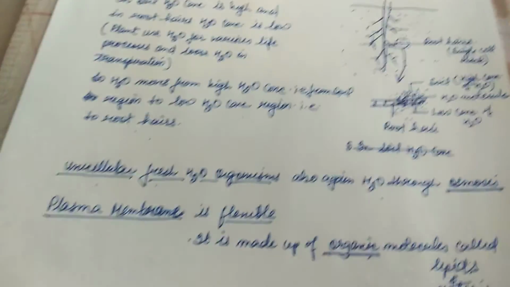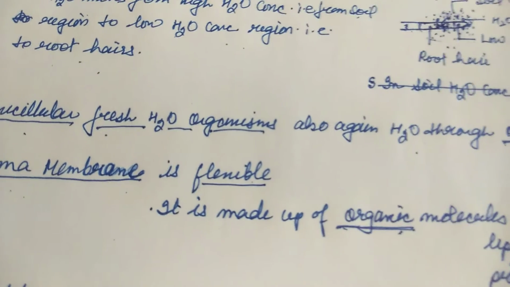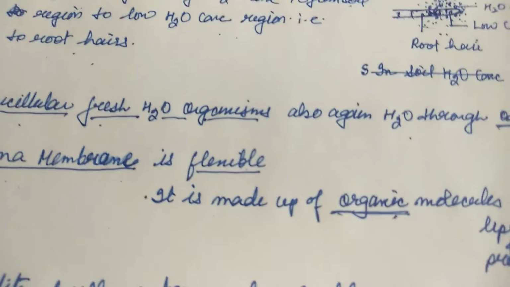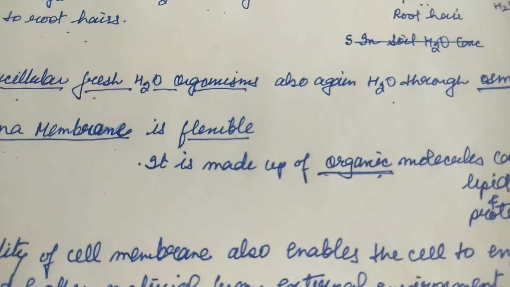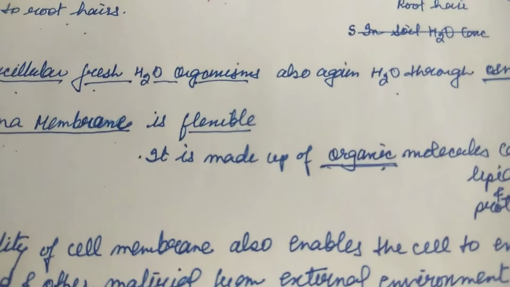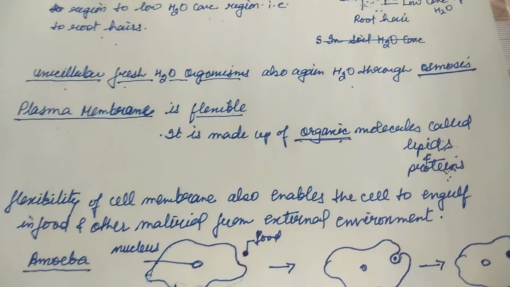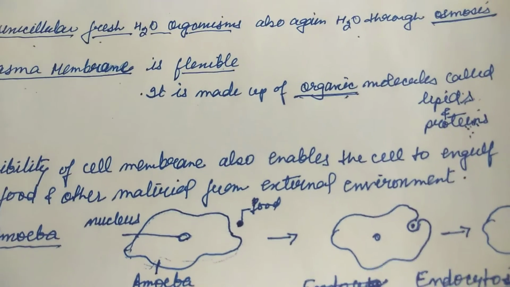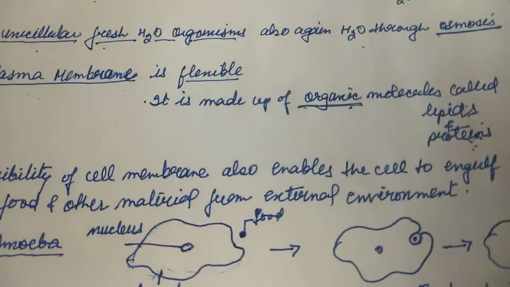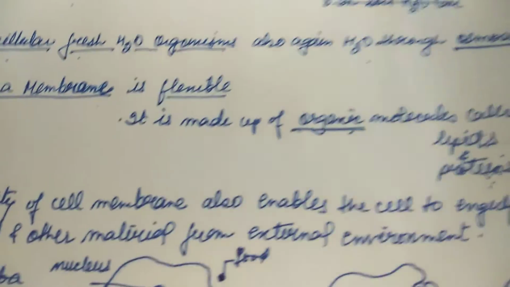So in this video we have studied how plants take water, how the cell takes in or releases water, how water moves in the cell, and the flexibility of the plasma membrane. There's one more property we have started, and how plants absorb water. Okay? So in the next video we'll discuss one more topic of the same chapter.